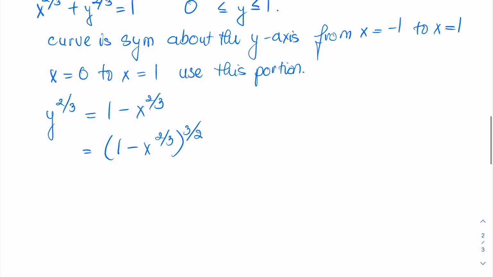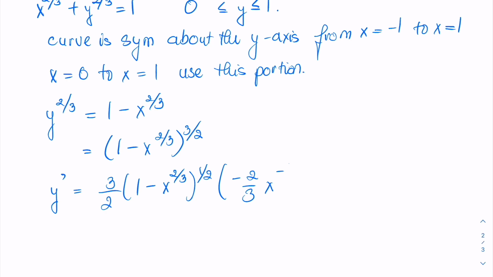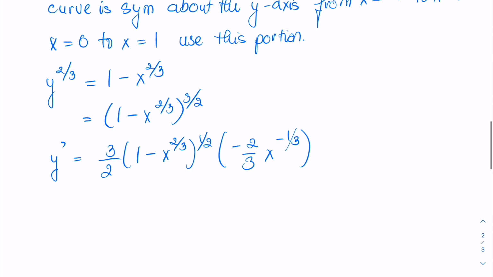Now we're going to take the derivative. I get 3/2 times (1 minus x to the 2/3) to the 1/2. And doing the chain rule, we should take care of the inside: -2/3 x to the -1/3. Let's rewrite. So we get negative square root of 1 minus x to the 2/3 over x to the 1/3.